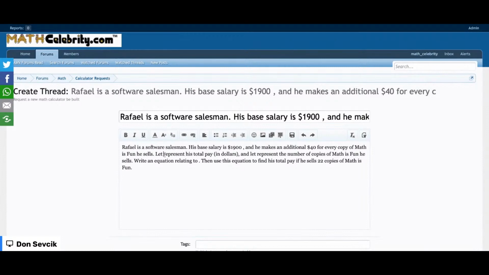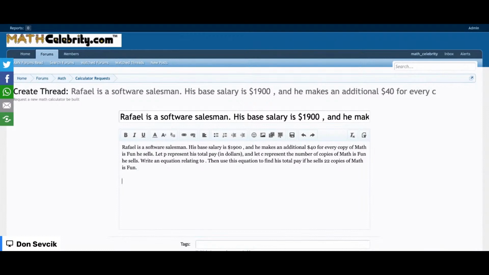They did not put the variable in here. Let P represent his pay in dollars. I'll just do C, represent the number of copies of Math is Fun he sells. Write an equation relating to. Then use this equation to find his total pay if he sells 22 copies of Math is Fun.